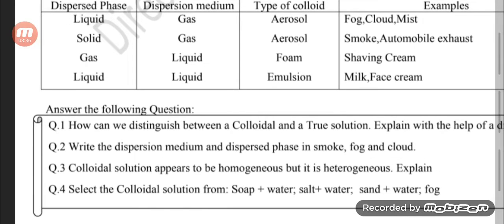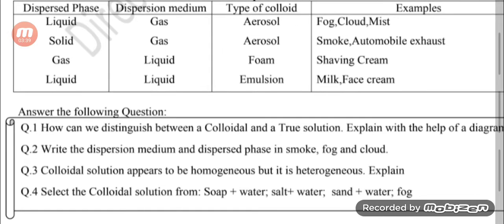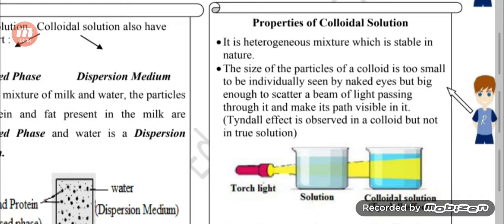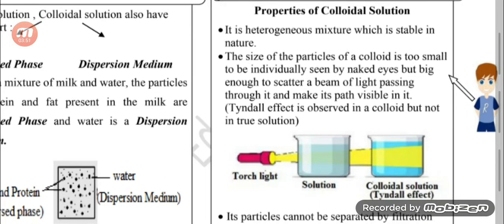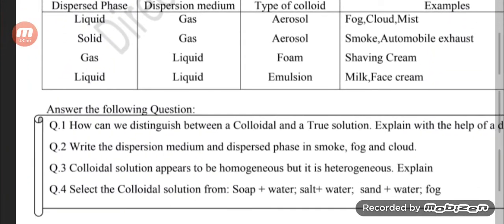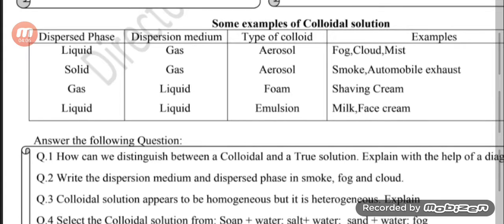Now move on to the questions. First is, how can we differentiate between a colloidal and a true solution? Explain with the help of a diagram. So students, you have the properties of a colloidal solution, you also have the diagram, and you know the properties of a true solution. You can easily differentiate from it. Second, write the dispersion medium and dispersed phase in smoke, fog and cloud. So you see the table above. Here you can get the dispersion medium and dispersed phase of smoke, fog and cloud.